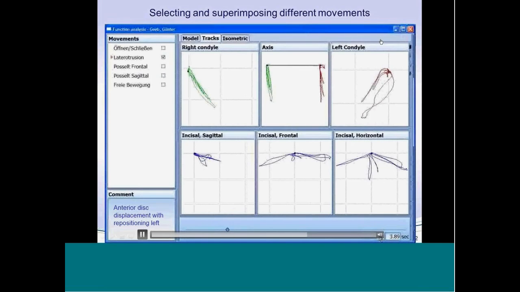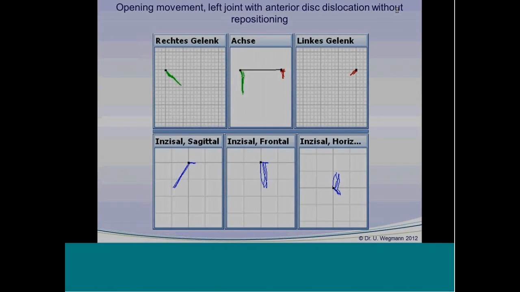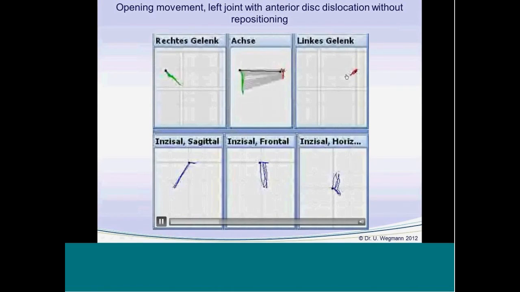Here you can see another case with a very strong limitation in the left joint coming from an anterior disc dislocation without any repositioning. And from this you can see it's very helpful for diagnosis purposes.